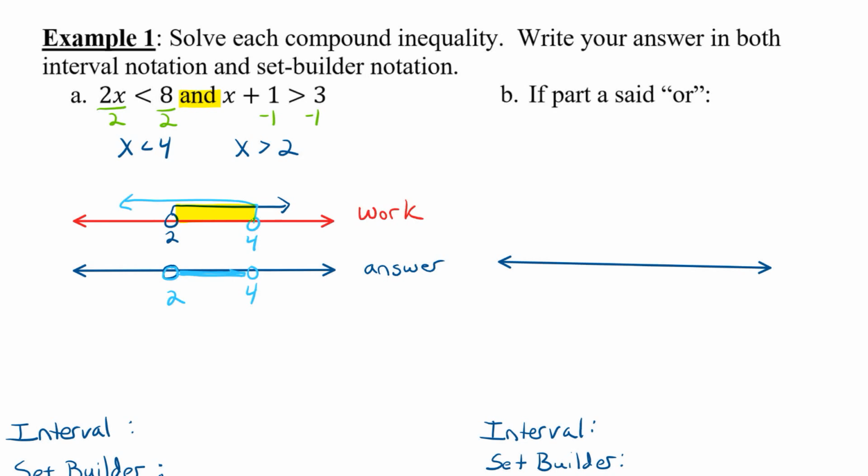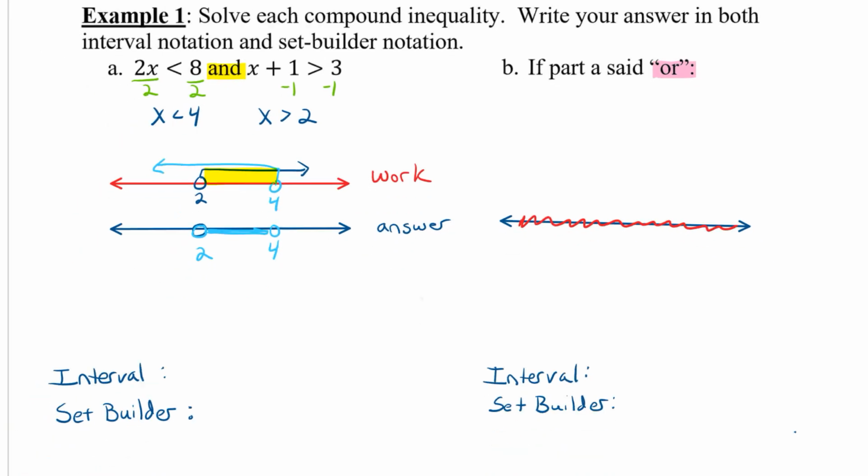Now if you notice in part B, the question is asked, what if we were using or for that same inequality? Well, if I look at my work, do you notice that if I take the dark blue and the light blue, I've actually covered everything on the graph. So my answer would be all real numbers because I would have graphed everything.